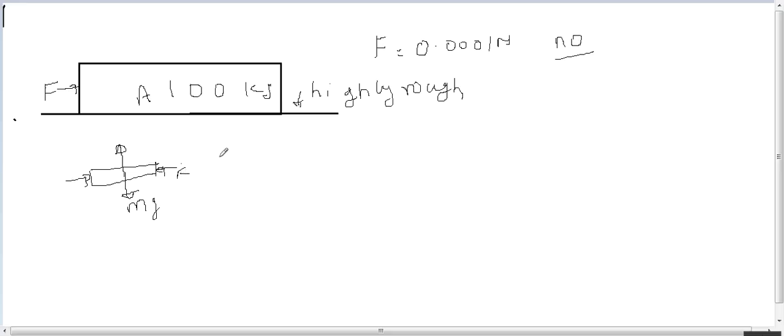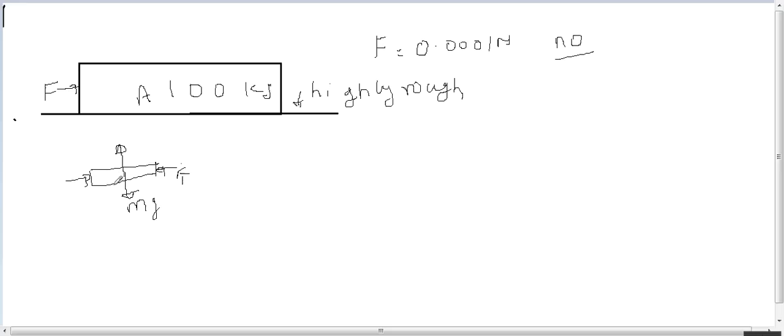Let me write it as F1 now. But the question is, who applied this force? How does this force come into the picture? Guys, in the previous lecture I showed you that the surface has an electromagnetic origin of the force, which we call friction force. So this force is basically the friction force.